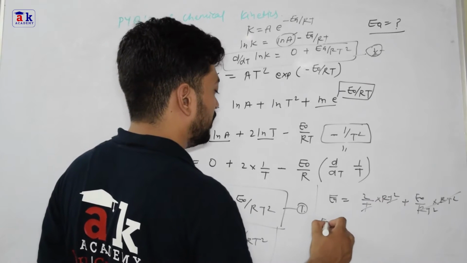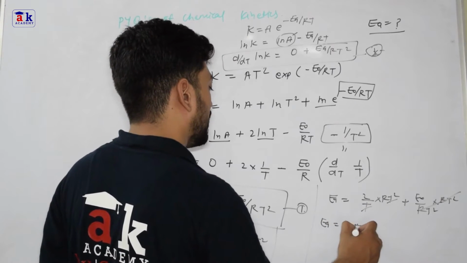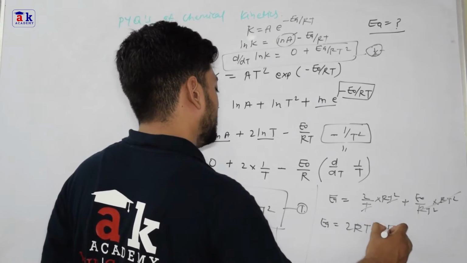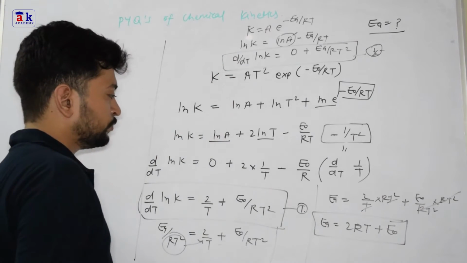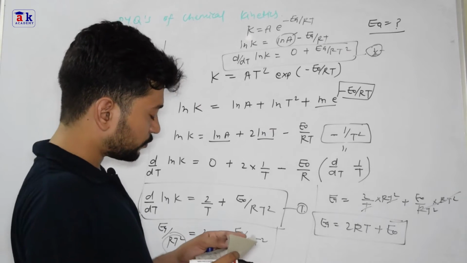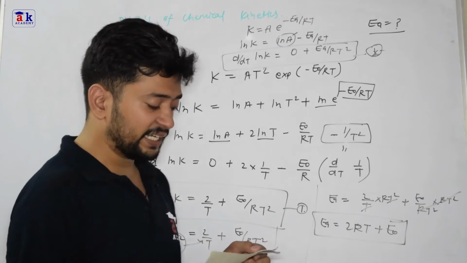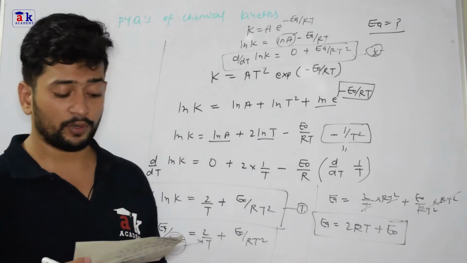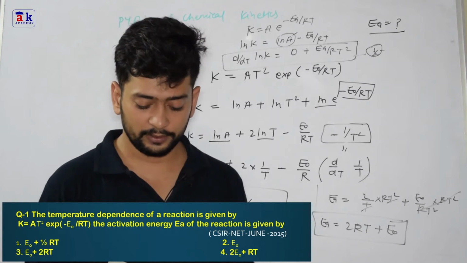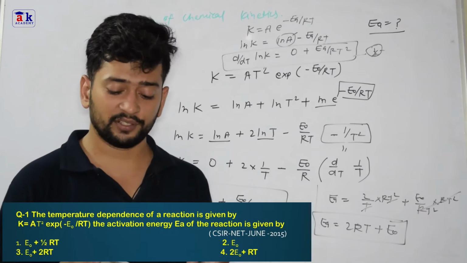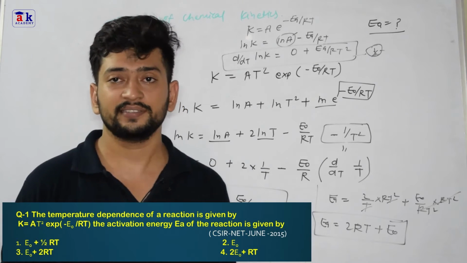So EA will be equal to 2RT plus E naught. Now let's check whether it has been given in the option or not. So this is the answer. What you can see in the third option, we have E naught plus 2RT, which is the correct answer. So the third option is the correct one. I hope you understood, and this question was asked in June 2015. This is a very easy question.